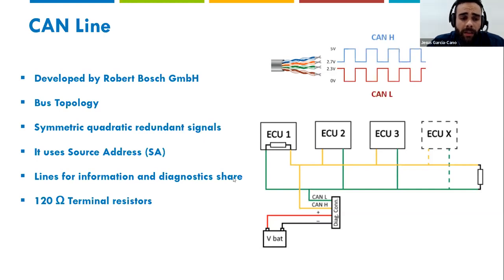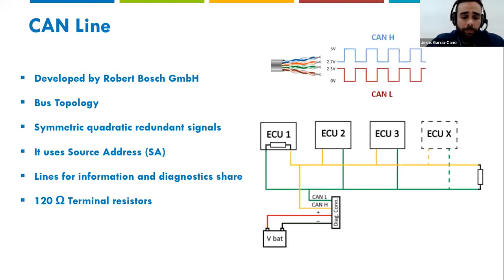The control units use a source address. Every control unit has an address. For example, in J1939, the engine 1 is source address 0, and the engine 2 is source address number 1. Another important thing: through this backbone, the information from the control units and the diagnostics functionalities are together in the same messages.